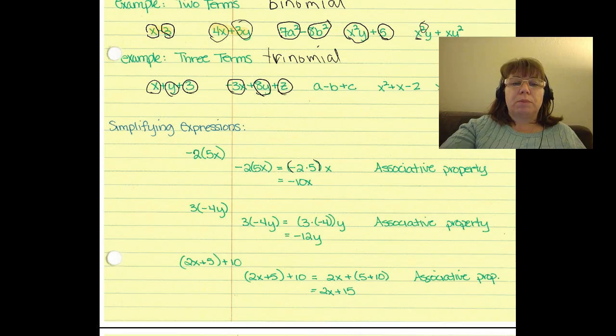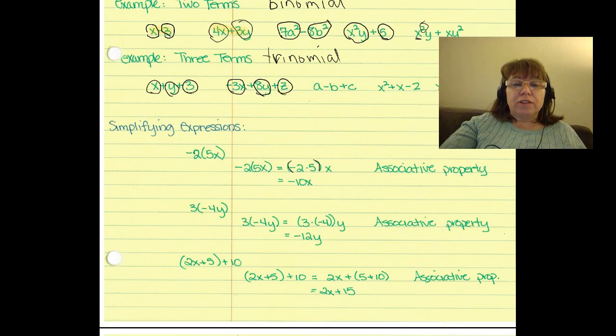Another example would be 3 times the quantity negative 4y. Well, 3 times the quantity negative 4y, I can rewrite it as 3 times negative 4 times y. Well, 3 times negative 4 I can do. That's negative 12. So negative 12y would be my most simplified expression.